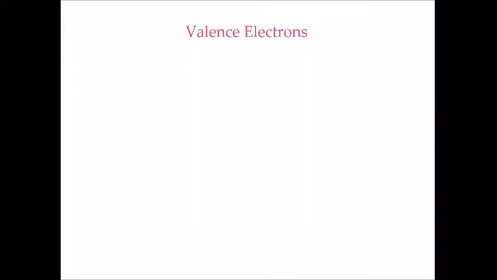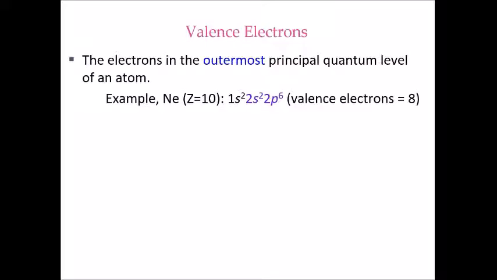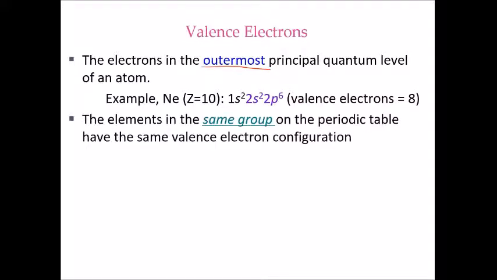All right, one more slide and then we'll be done for today. Valence electrons. The electrons in the outermost principal energy level. Just wanted to show you the example here. Neon is 2s2, 2p6, similar to the krypton, which was 4p6. So it has 8 valence electrons. So you can see the ones in the same group have the same number of valence electrons.